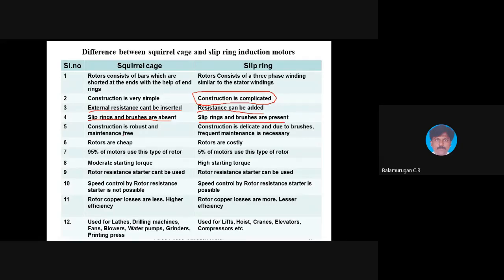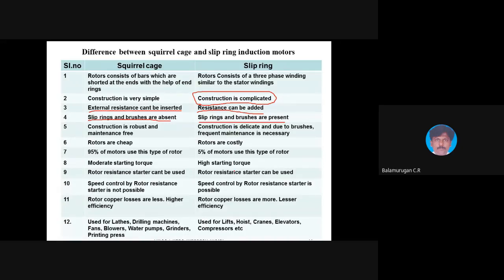Here the construction will be robust. That is a strong construction, and it is mechanically strong. The maintenance is minimum. In the case of slip ring, the construction is delicate due to the brushes, and frequent maintenance is needed.